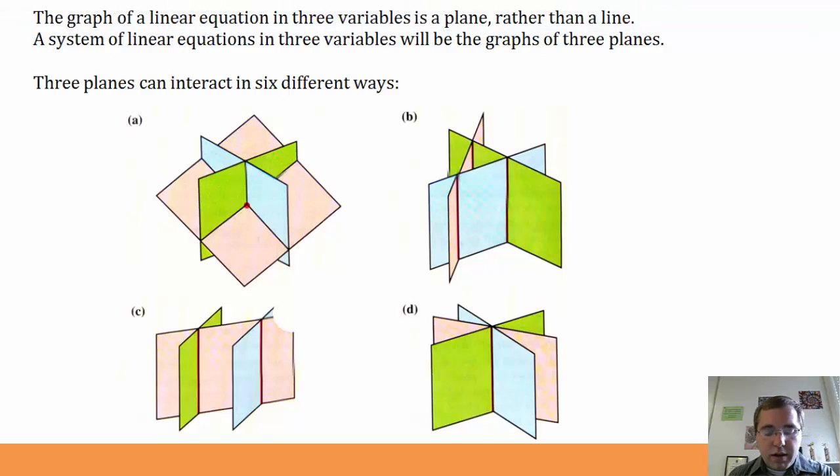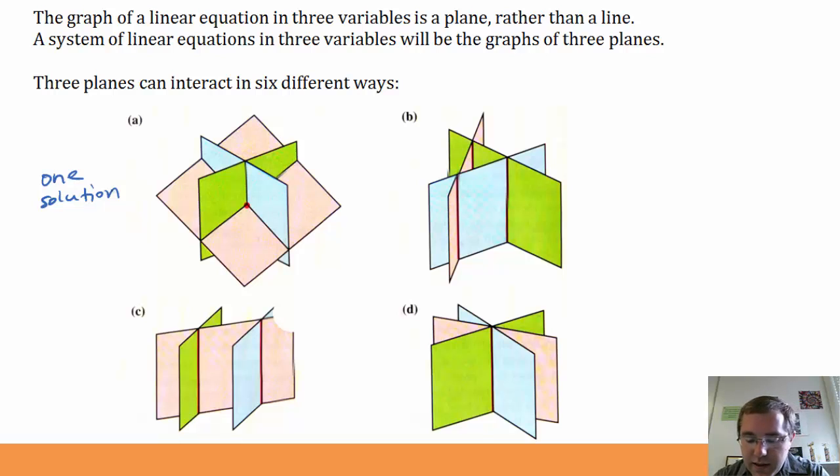First way is for them all to intersect in exactly one point, that red dot that's in the center of this A diagram. That would lead to one solution. So that is sort of the ideal situation, that we get exactly one point where these 3 different planes interact. That is not always what happens, though.